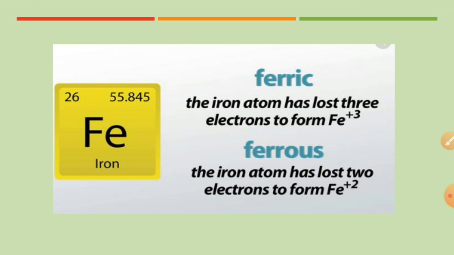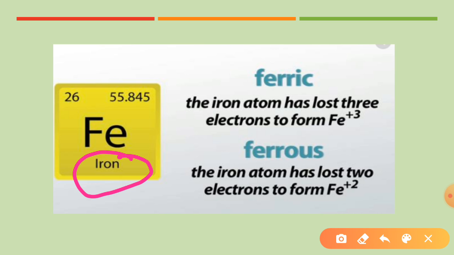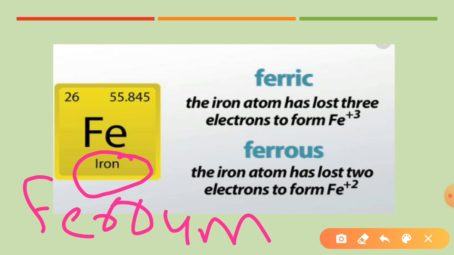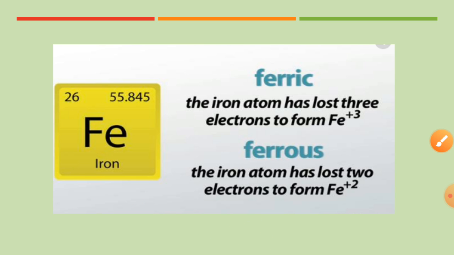At the last we have iron, Fe. Now you might say that iron's symbol contradicts its name, but not really. Actually, iron gets its symbol, Fe, from the Greek word ferrum. Ferrum, F-E-R-R-U-M, ferrum.